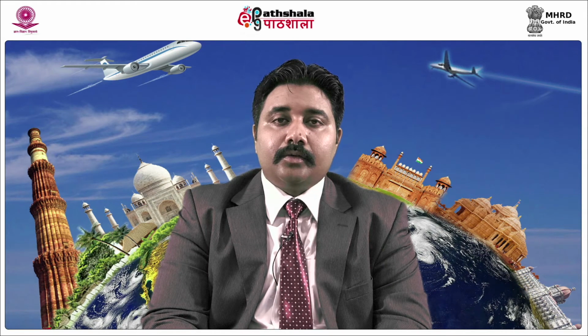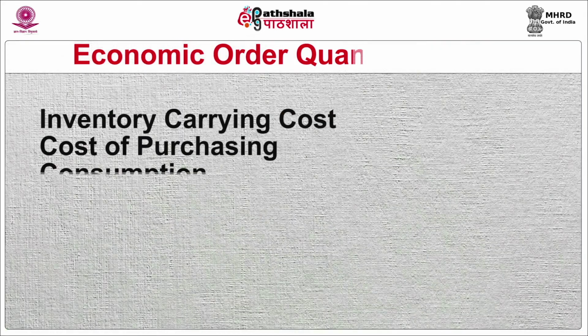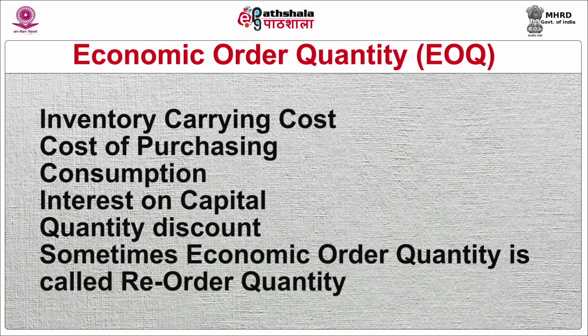EOQ is equal to the square root of 2A into CP divided by SC, where A is equal to annual usage, CP is cost of purchase, SC is storage cost per unit. The size of the economic order quantity depends upon inventory carrying cost, cost of purchasing, consumption, interest on capital, quantity discount. Sometimes economic order quantity is called reorder quantity.